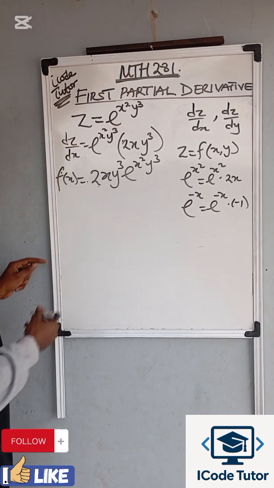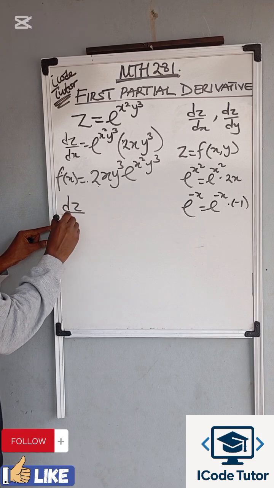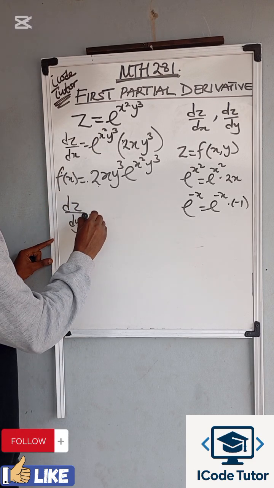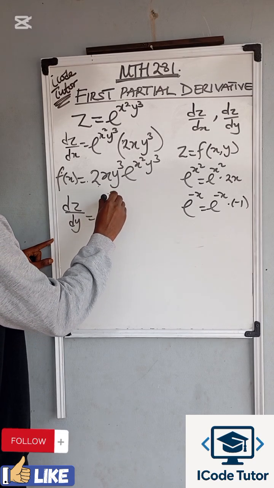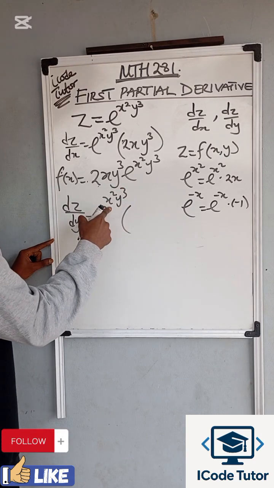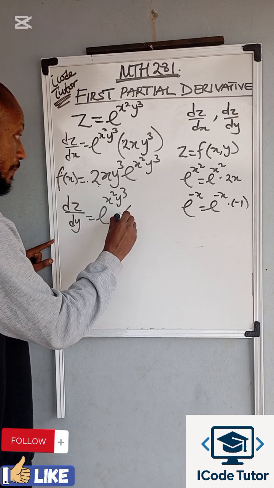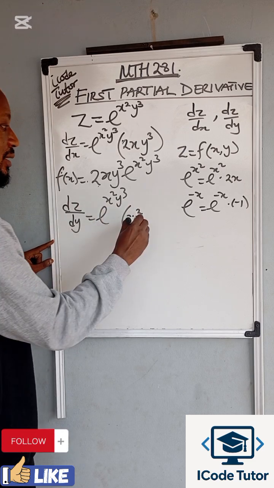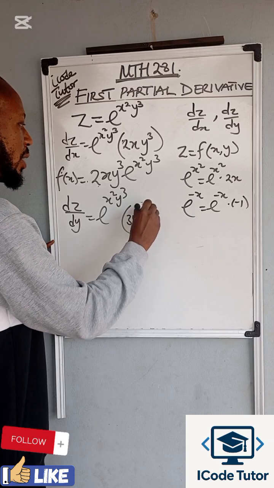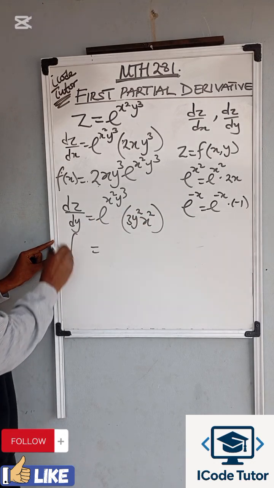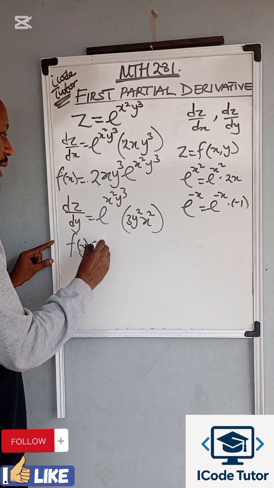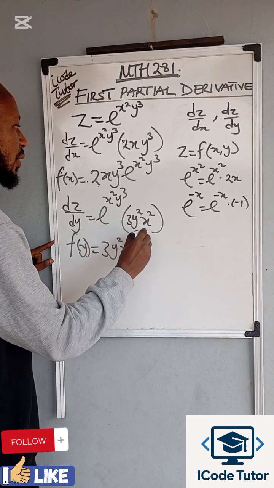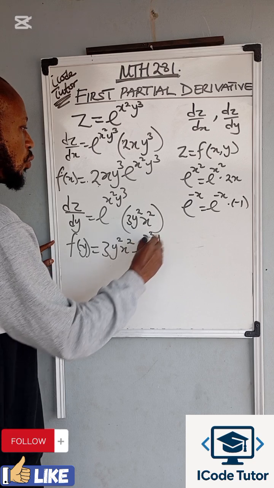Now let's look at the second part, which is dz dy, by treating x as a constant. This one will be equal to e raised to power x squared y cubed. Now the derivative of y cubed is 3y squared. By treating x as a constant, this one will be x squared. The final answer for the partial derivative with respect to y will be 3y squared x squared e raised to power x squared y cubed.